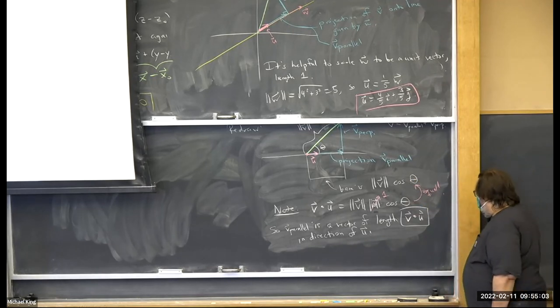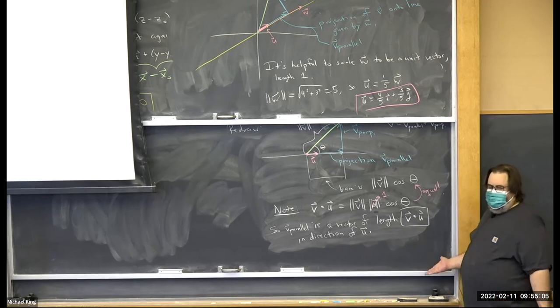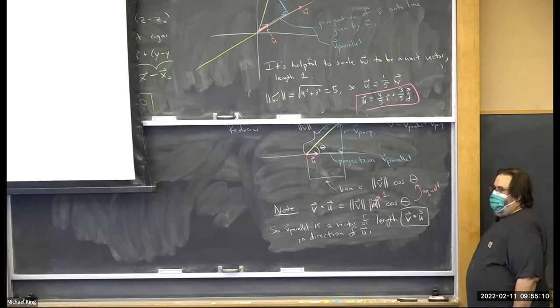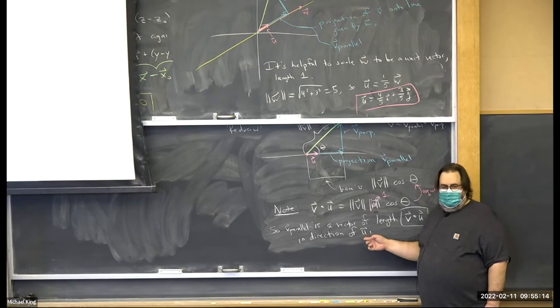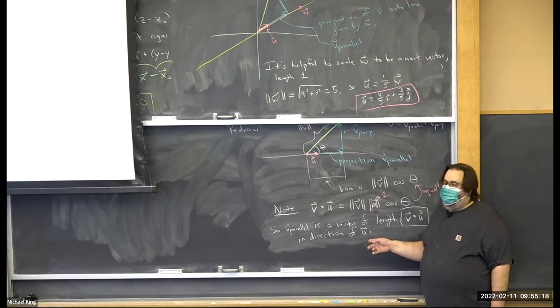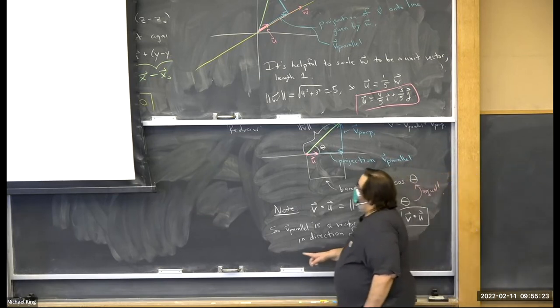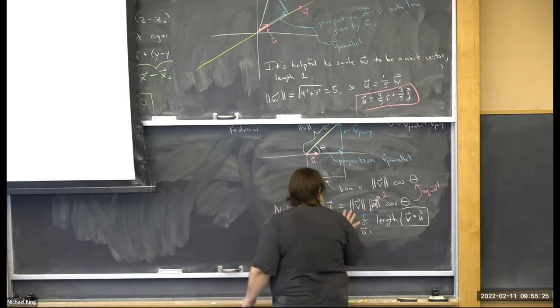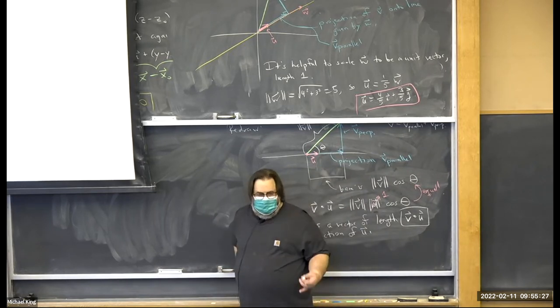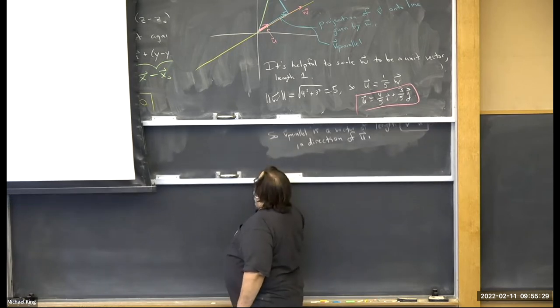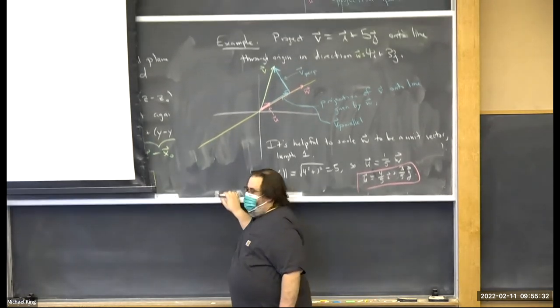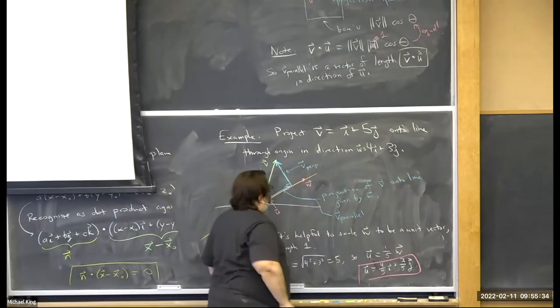And that means you can really just write down v parallel. How do I write down a vector of a certain length in a certain direction if I know the direction and that's a unit vector? Maybe we should go back to this specific example before I write the general formula, because you can write the formula for v parallel here now. But before I do that, let's go back to this example.